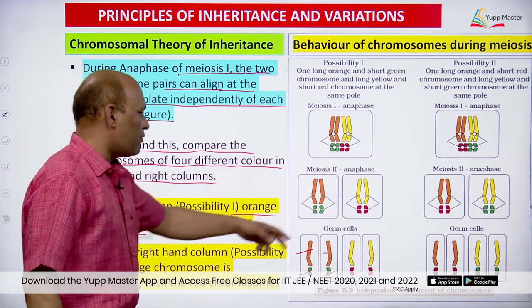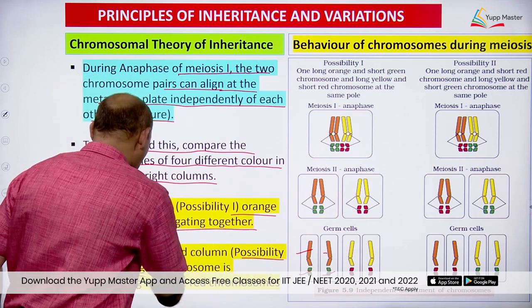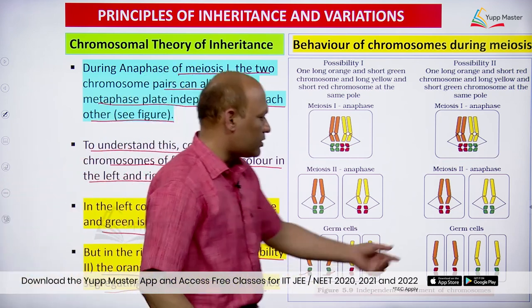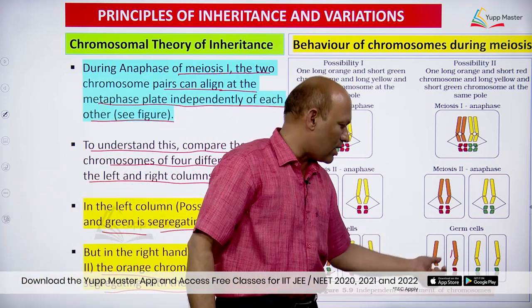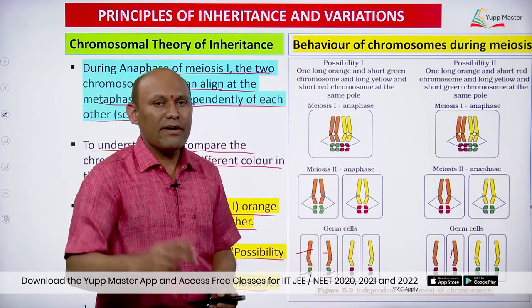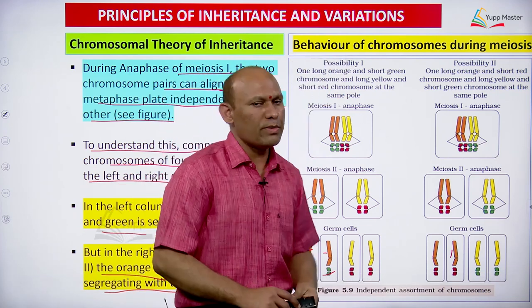But in the right column, possibility 2, dear students, the orange chromosome is segregated with what? The red chromosome. Here you see, the orange chromosome is segregated with the red chromosome. So this is the behavior of the chromosome, very important, dear students, the behavior of the chromosome during meiosis.